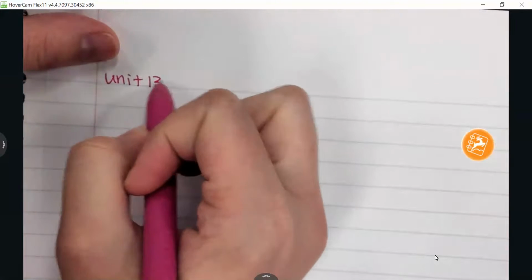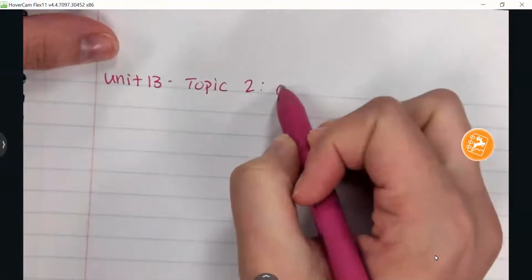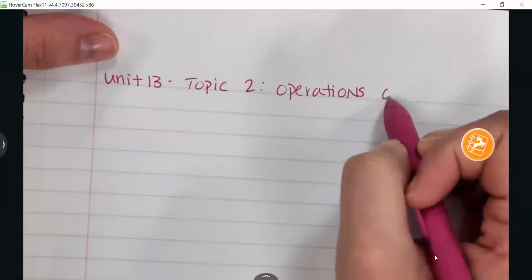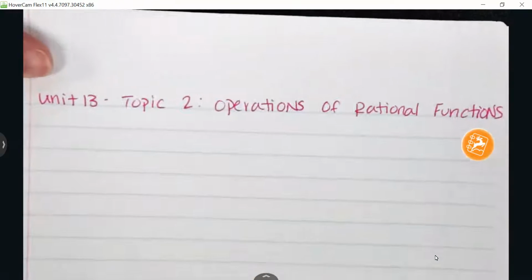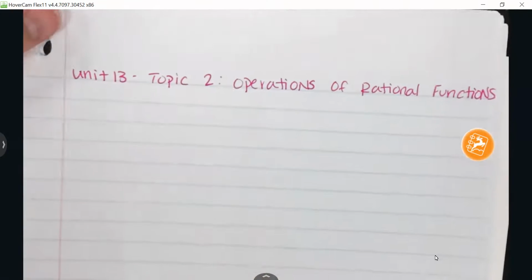All right, here we go. At the top of your paper, Unit 13, Topic 2. This is going to be operations of rational functions. Operations of rational functions.